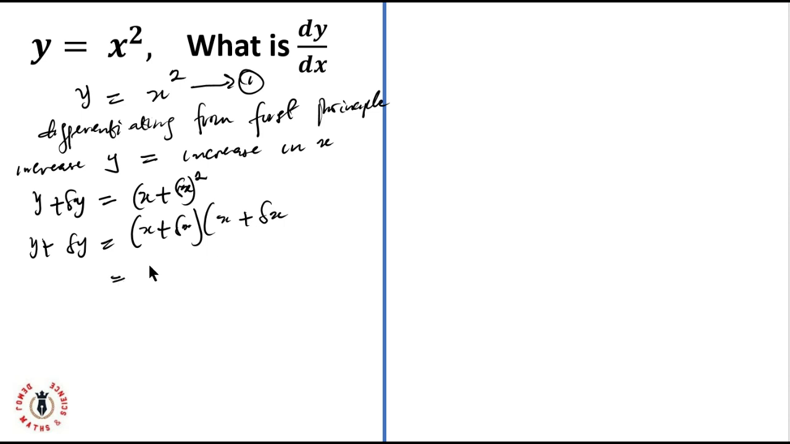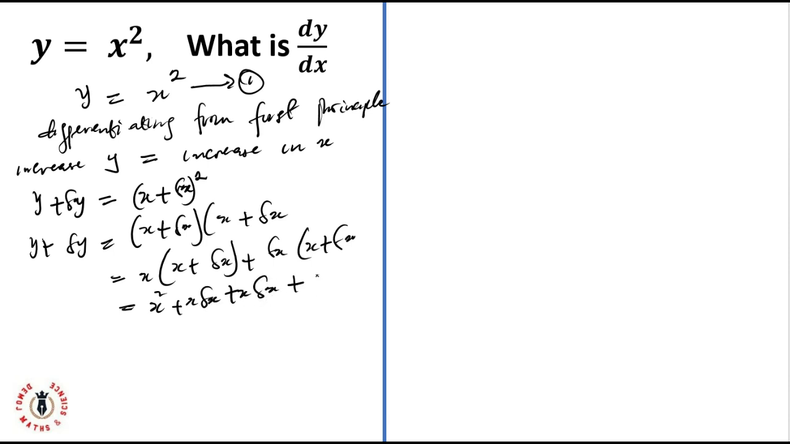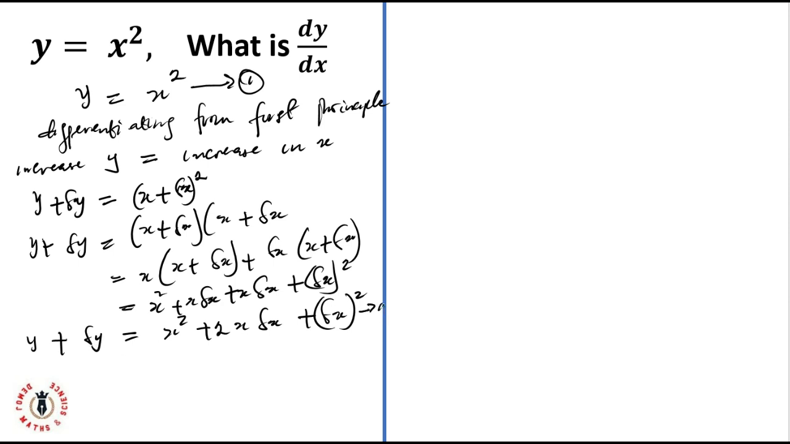So that this is the same thing as, if I open this bracket, x into x plus delta x, plus delta x into x plus delta x. So that this is the same thing as x squared plus x delta x plus x delta x plus delta x all squared. So that this is the same thing as x squared plus 2x delta x plus delta x all squared. Now this is y plus delta y. Let's call this my equation 2.